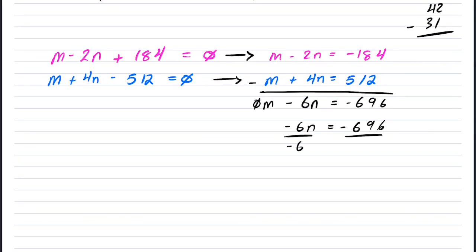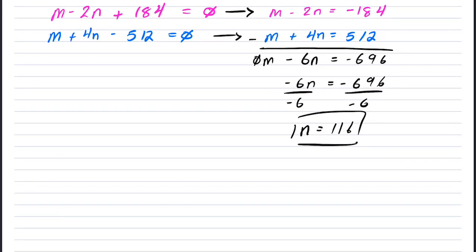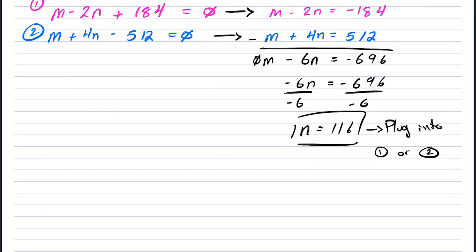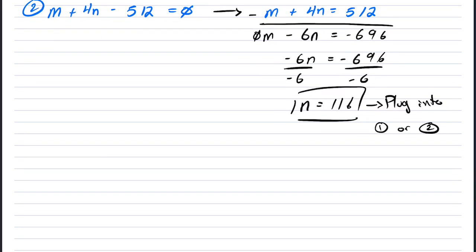We can isolate n by dividing by 6, and we get n equals, what is that divided by 6? 116, positive 116. Okay. And now that we have this, we can plug this into either equation 1 or 2. Remember, this was called equation 1 here. This was called equation 2. It doesn't matter which one you plug into, and then you can solve for m, as in Mary. Okay, so I'm just going to plug into equation 1. Both of them are kind of nice and simple.